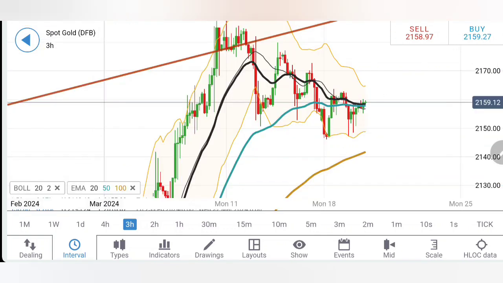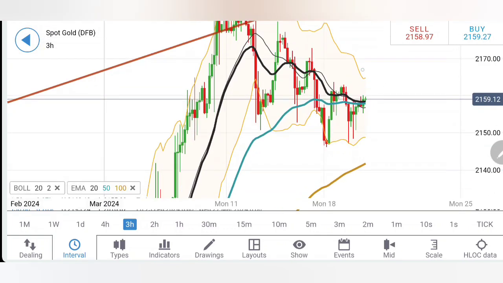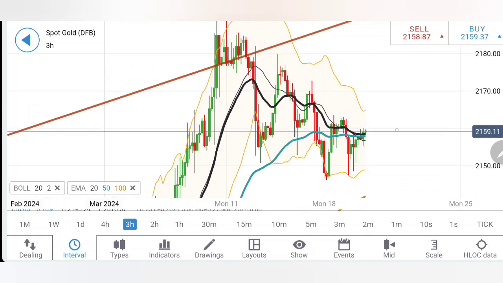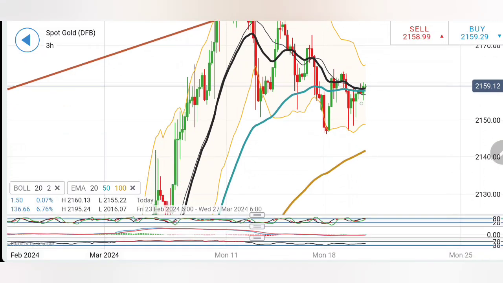Coming to 3 hours. On the 3 hour charts, the moving averages are on the verge of a crossover. Next, it has formed a nice double bottom. It appears that once it breaks beyond the 2162-64 zone, we can look forward to 70-72, which is going to be the next resistance. And if it stays above this, we can look forward to 2180 levels as well.